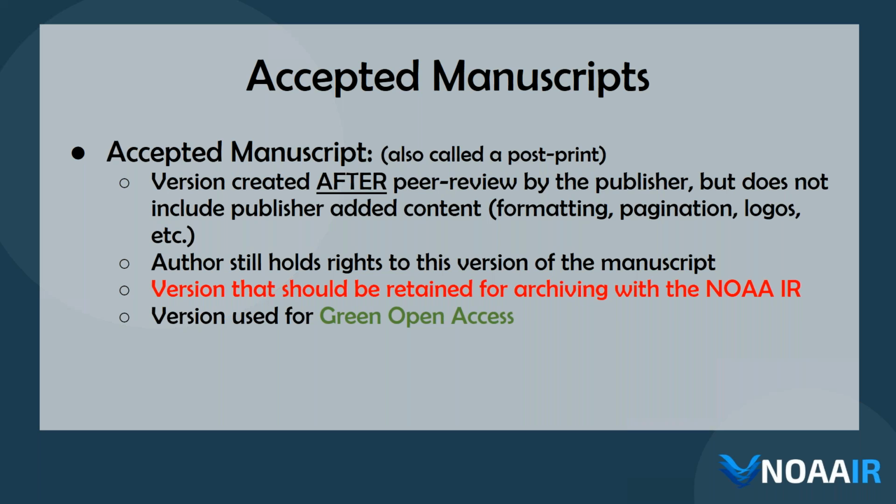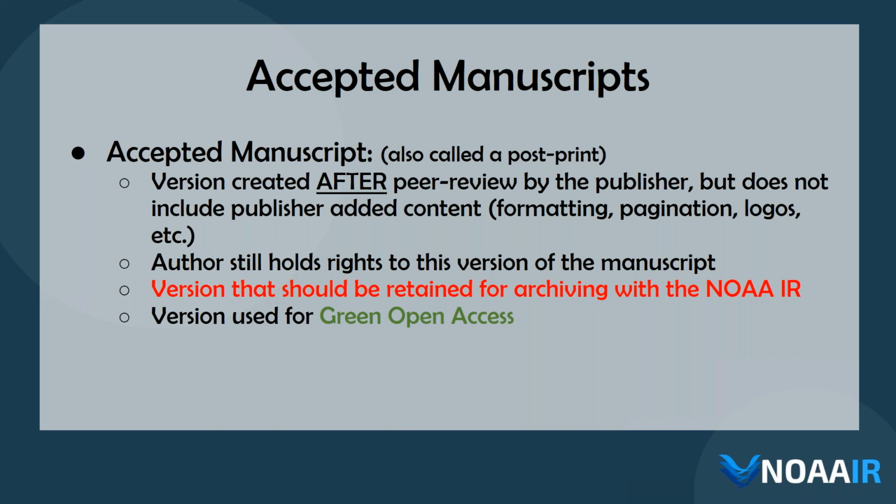So I thought this would be a good place to talk about what exactly we mean by an accepted manuscript. So this is the version of the manuscript that's created after peer review by the publisher, but it doesn't include any publisher content. So we don't have page numbers. We shouldn't have publisher logos. The formatting looks a little rough. This version of the document, the author still holds all the rights to. And this is the version that we ask for when we talk about we need a manuscript for the repository. This is the version we're referring to for green open access.